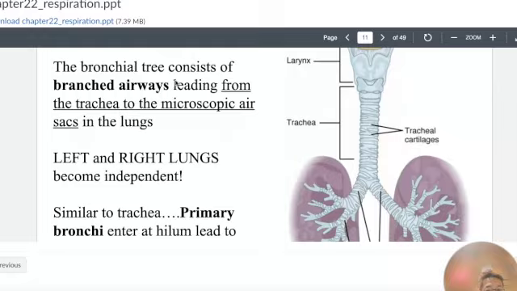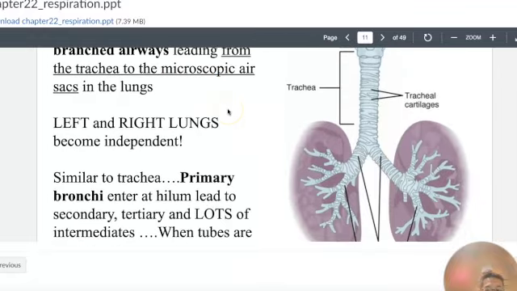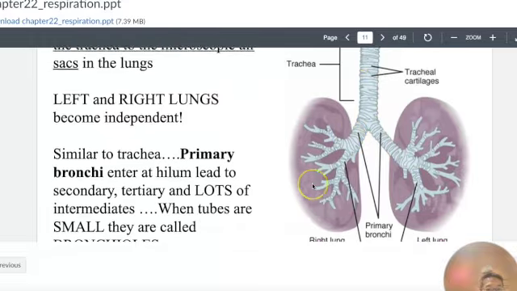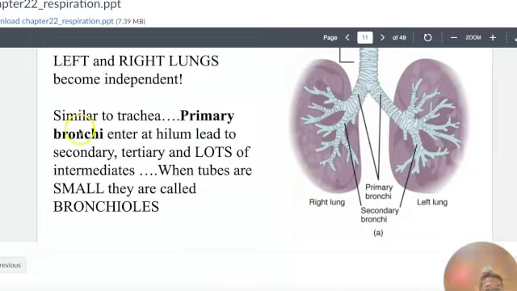The bronchial tree, now they are independent. The left and the right lungs become independent from here on. Primary bronchi enter the hilum. This is called the hilum, where it enters. Leads to the secondary and tertiary.